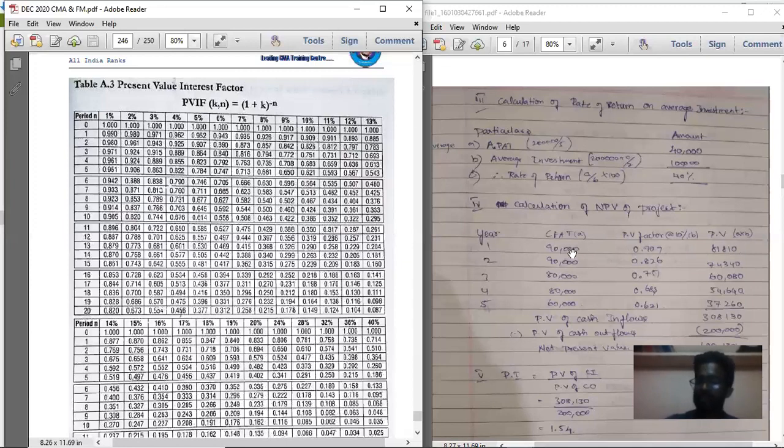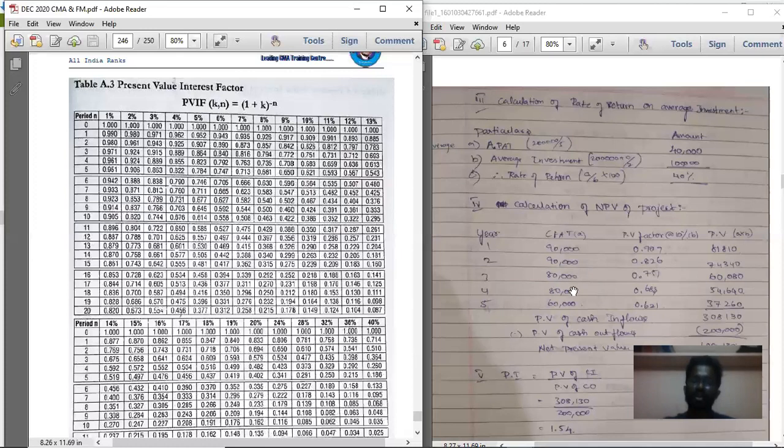So 90,000 for first year, 90,000 into 0.909. You are getting 81,810. For first year, present value column, record 81,810. For second year, record 90,000 into 0.826. You are getting 74,340. So present value column, record 74,340. Next third year, 80,000 into 0.751. You are getting 60,080. So present value column, record 60,080.